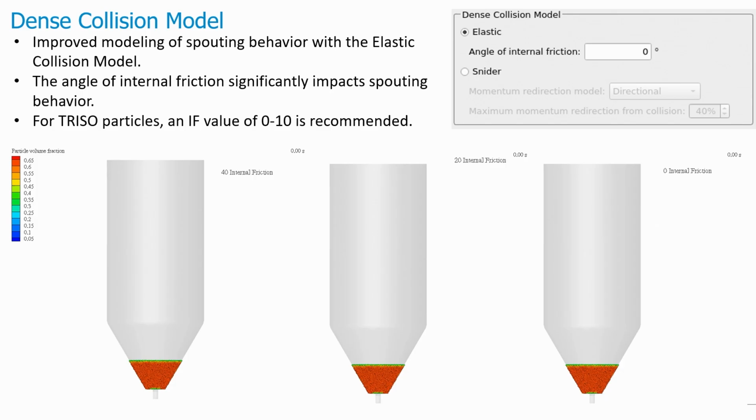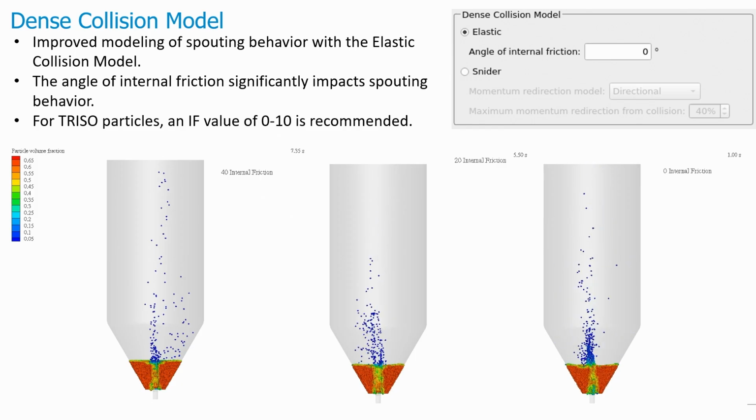Basically, the higher this value is, the more difficult it is for particles to separate from themselves or slide past one another. Initially, we just looked at a few different angles of internal friction. It's important to get this parameter right for TRISO systems. So this is obviously not a great spouting behavior. When you drop the internal friction down to 20, it looks a bit better. And finally, 0 degrees of internal friction, and now you can see a continuous spout and a more physically accurate behavior. So for TRISO systems, a value of 0 to 10 is recommended.